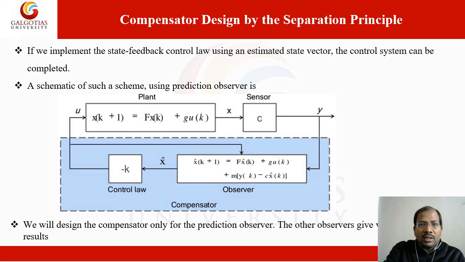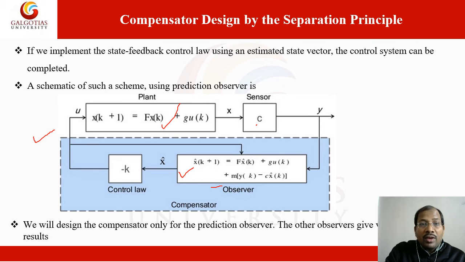So here you can see the plant equation is given and this is the sensor. We are getting the output, then output and input are applied to the observer. The observer may be a current observer, may be full order, may be reduced order observer, it depends on you. Then the estimated value is applied to the controller. So these are all state regulators. Here the problem is how we are going to select the desired pole locations of the observer as well as the controller.